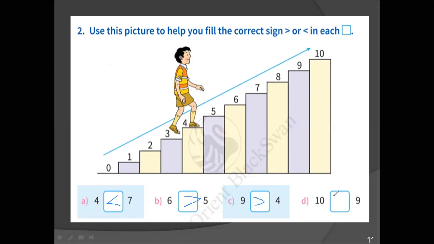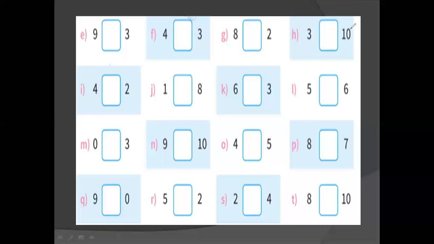I hope all of you are writing with me, right? Next, 10 is greater than 9, correct? 7 is greater than 4, so we have written the symbol this way. 6 is greater than 5, so we have written the sign like this. Okay. Then again, in the same way I will do 4 sums. Other sums will be homework for you.